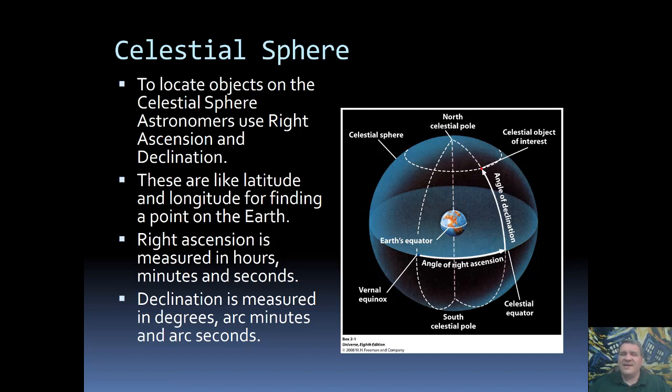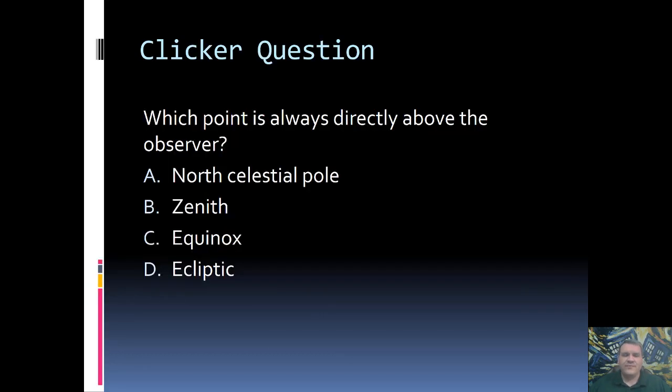Although we are discussing this, don't freak out too much. Don't worry, I'm not actually going to ask you to try and locate something on the sky using right ascension and declination. Just remember what they are, how we use them to measure, and that right ascension uses hours, minutes, and seconds, and declination uses degrees, arc minutes, and arc seconds.